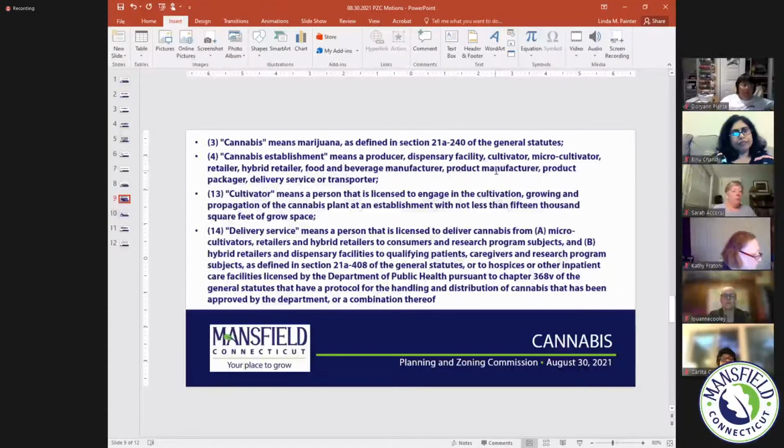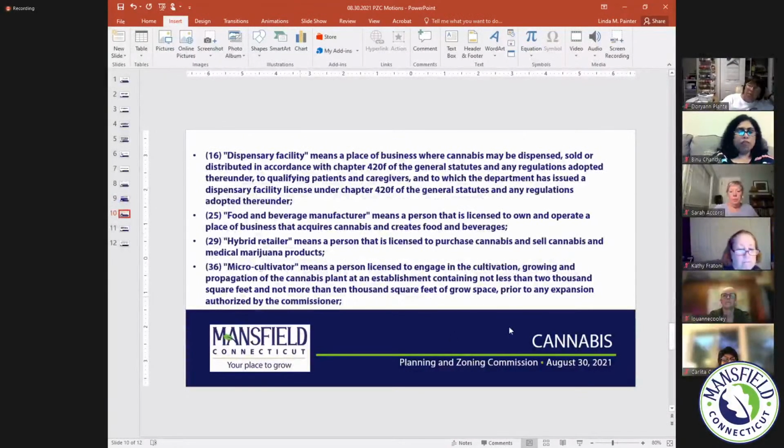A cultivator is where you're basically growing, and it's not less than 15,000 square feet of grow space. If I were to skip to the next page, it would define micro cultivator, which is actually not less than 2,000 square feet and not more than 10,000 square feet prior to any expansion authorized by the commissioner. So there seems to be about a 5,000 square foot gap there, but I'll let someone else deal with why we have a gap between cultivator and micro cultivator.